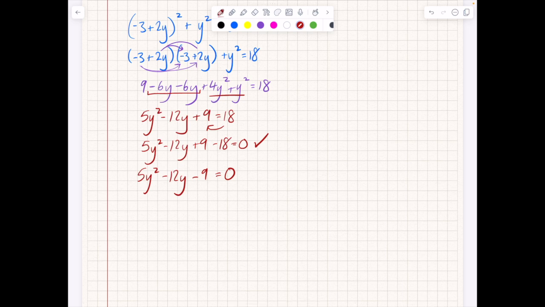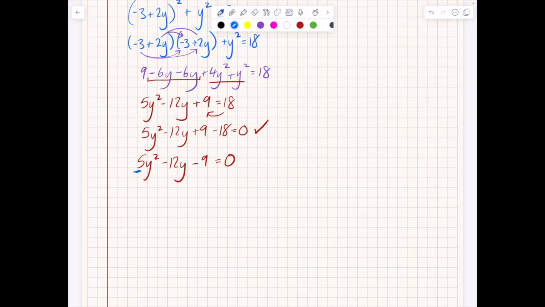I can't divide anything there, so I'm going to have to go through my process. A value times your C value. So 5 times minus 9, which is minus 45. So I need two numbers that multiply to minus 45 and add to negative 12.